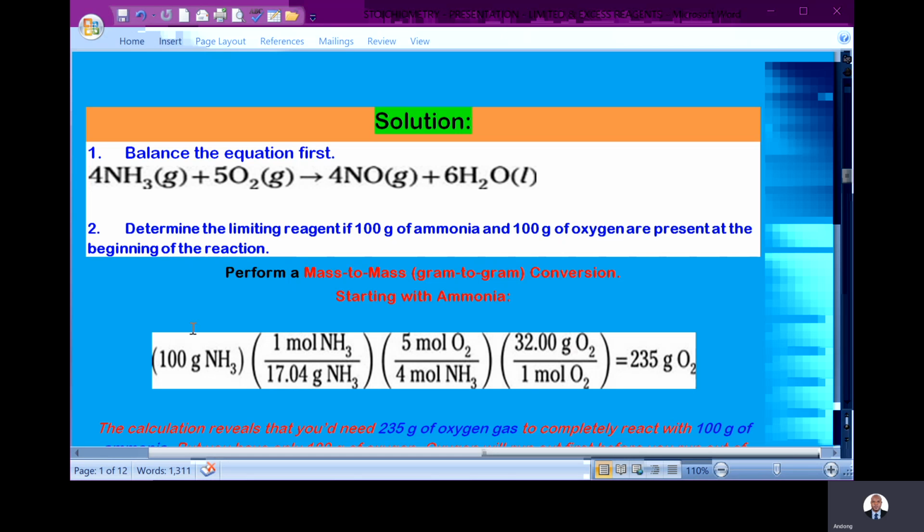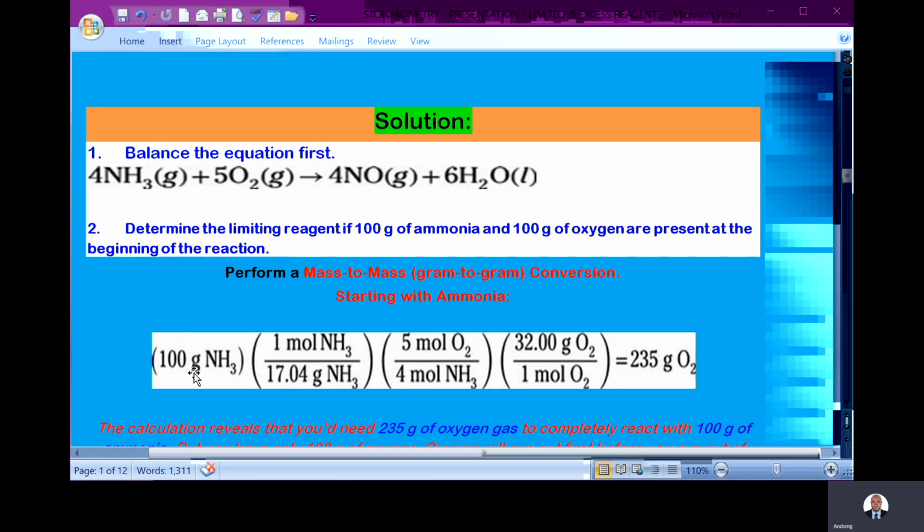Method number two, you can use a mass-to-mass conversion to find the limiting reagent. For instance, in our equation here, we have 100 grams of oxygen reacting with 100 grams of ammonia.